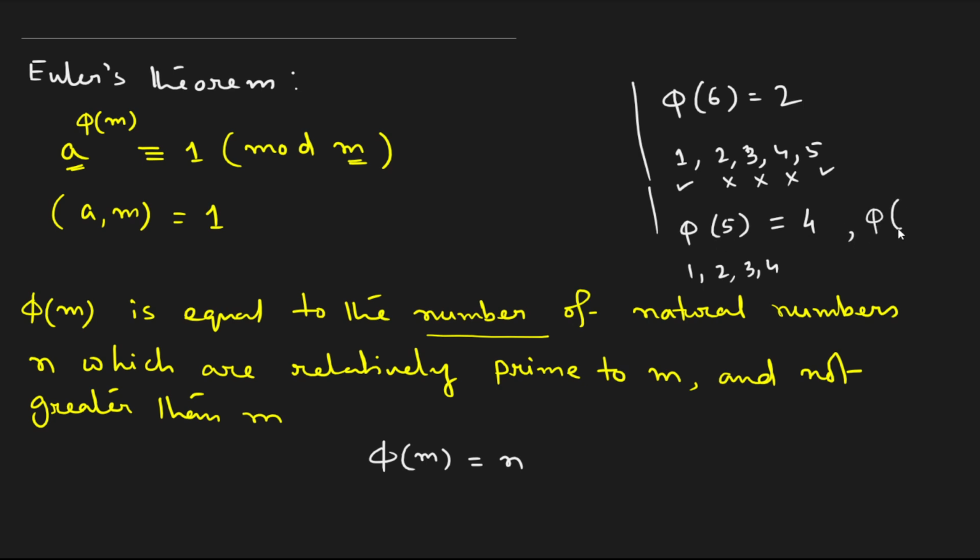If p is prime, then it is always 1 less, p minus 1. But for a composite number, it is something else. You see, we have taken 6, but phi of 6 is 2. But for a prime number, like phi of 5, it is only 1 less. So just remember this definition of phi of m. Otherwise, you'll have some difficulty in understanding the statement of Euler's theorem.